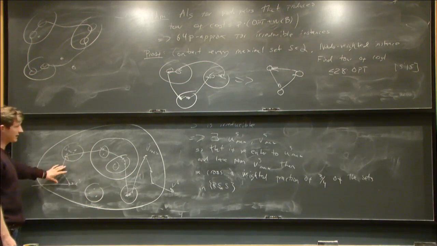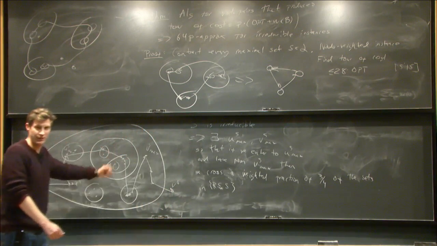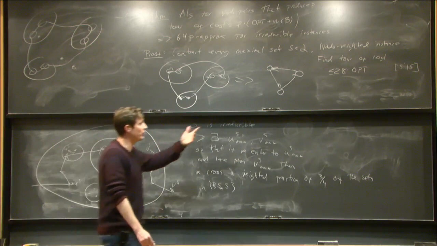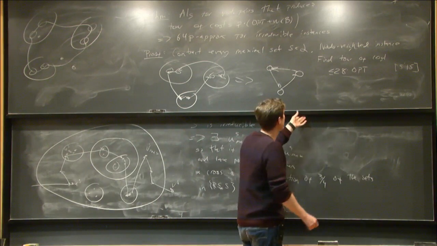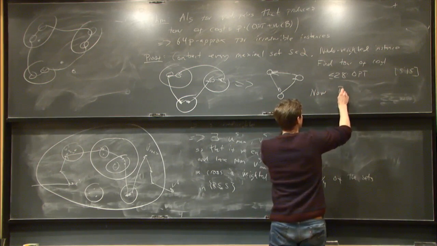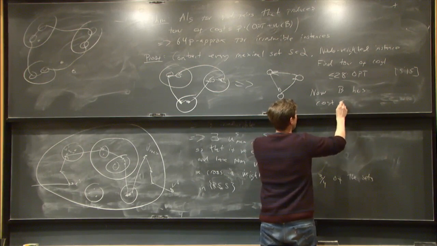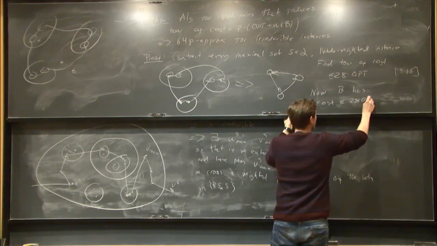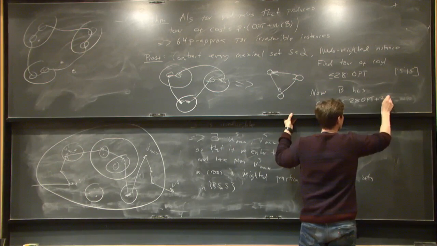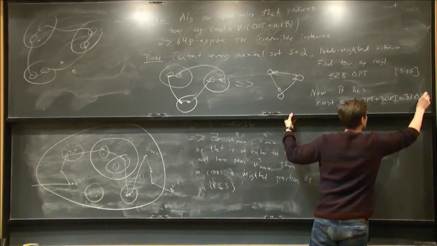But this will increase the value. So we had 28 opt. We add 3 paths inside. So this will increase the value by at most 3 opt. Okay. So now let's call it B, which has cost at most 28 opt plus 3 opt for these paths we added. That is 31 opt. Okay.